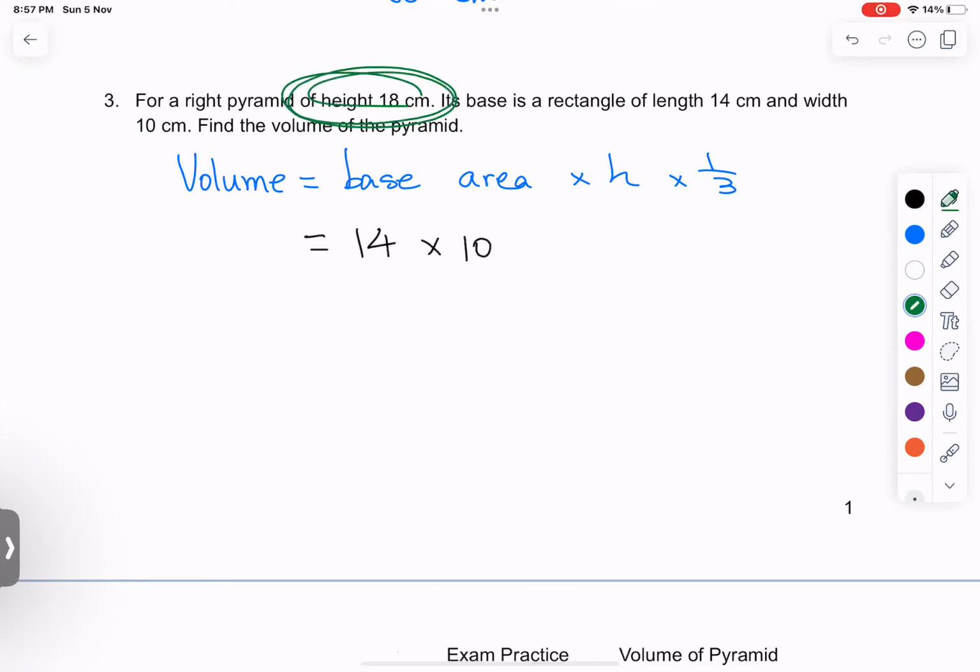Of course. It's just for your muscle memory. So yes. And then times 1/3. And click the whole thing in the calculator. You should be able to get your answer as 840 cm cube.